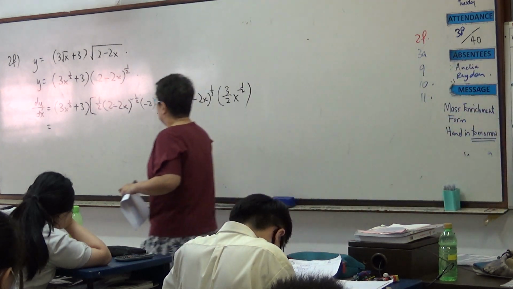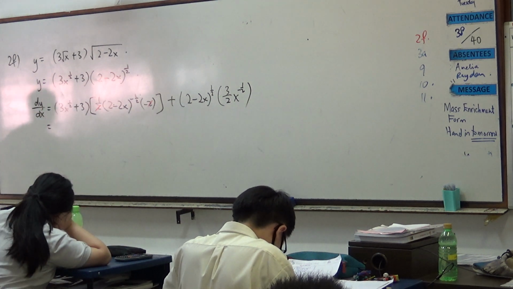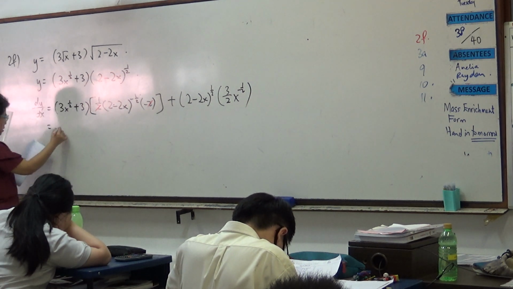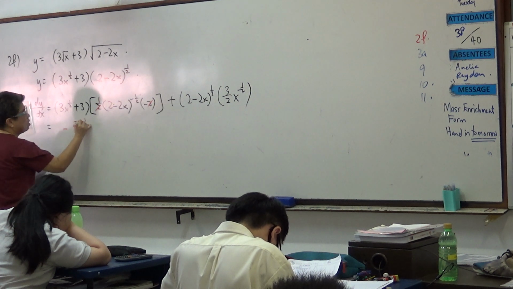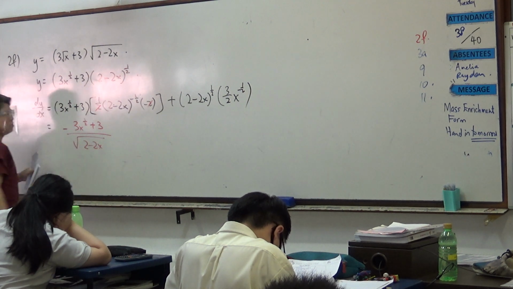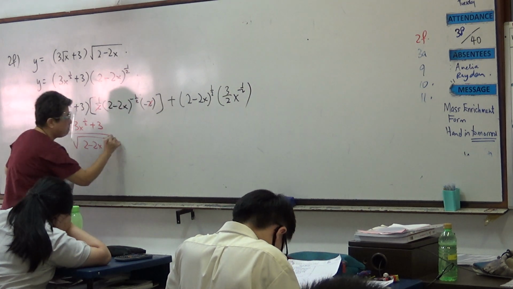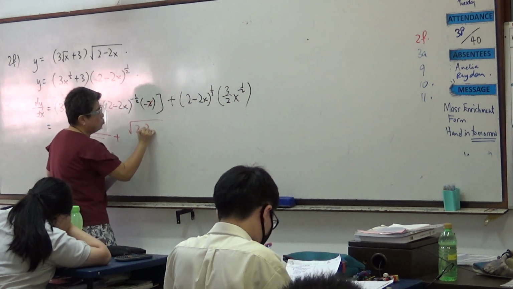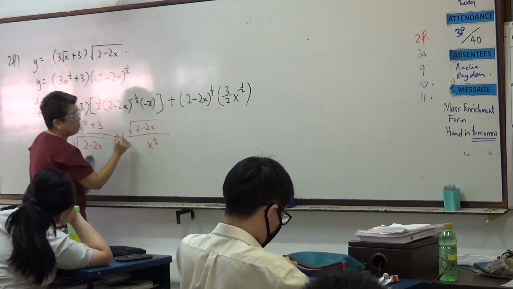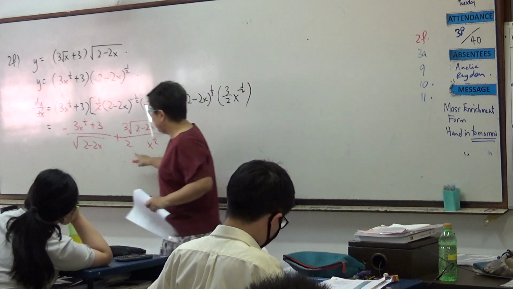Now, can you see that this and this goes off? But don't forget, I still have a negative sign. Okay, doesn't mean go off, everything go off. So it's actually negative 3 x^(1/2) plus 3 over square root of 2 minus 2x, right? The first term. Then I plus square root of 2 minus 2x over x^(1/2). But it's 3 over 2, so I can write like that, right?